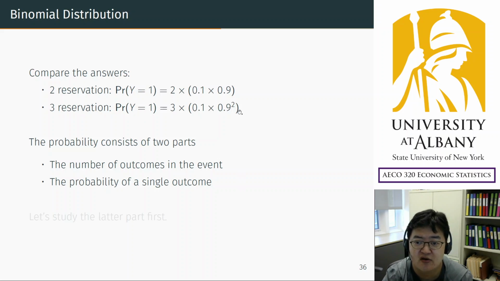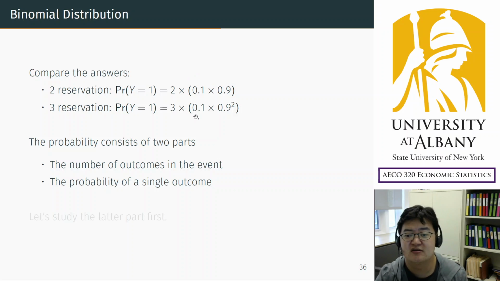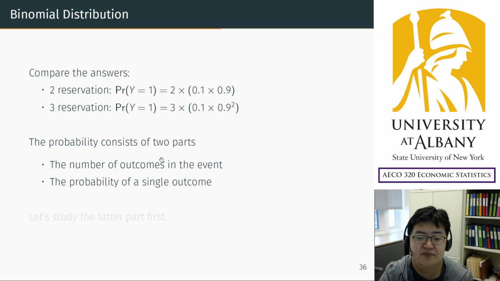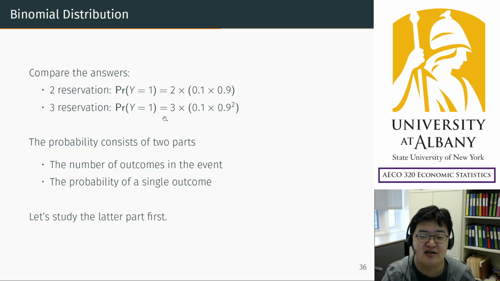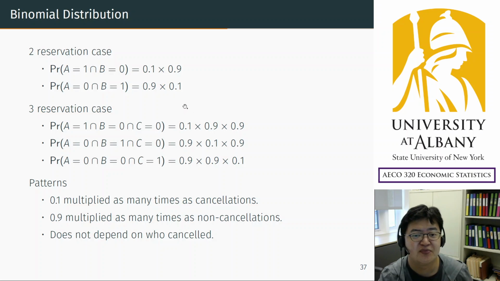And the second part is the probability of a single case. So these numbers capture this, and this part is the probability of a single outcome. We are going to study this part first because the first part is much more complicated. You may think it's easier, but actually it's more complicated. It's coming up later.